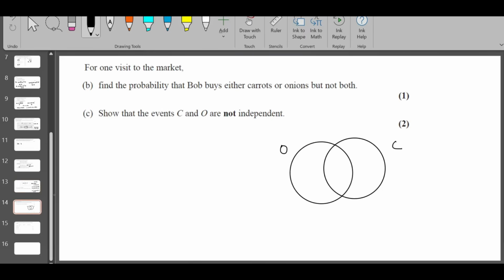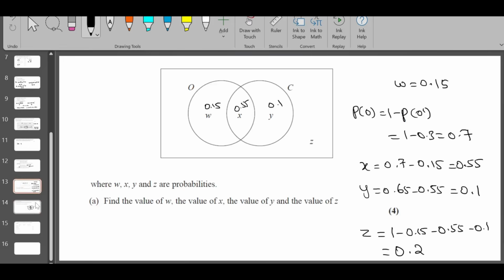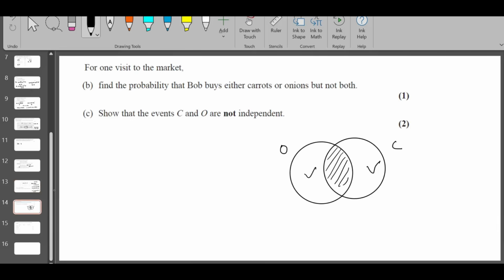When they say either carrot or onion but not both, not both means you need to neglect the middle part. You need to take only this and this. If it says either carrot or onion or both, you need to take all three, like O union C. But here you need to leave the middle part. So you need to take the numbers from these two parts: 0.15 plus 0.1 is 0.25, which is the answer.